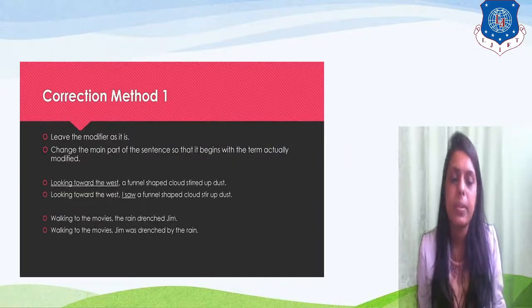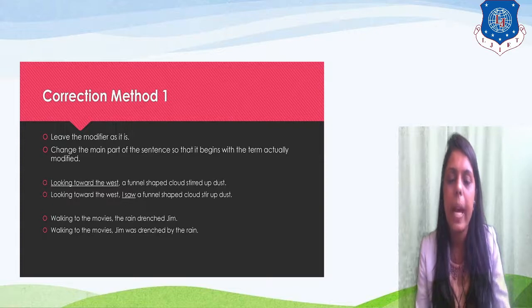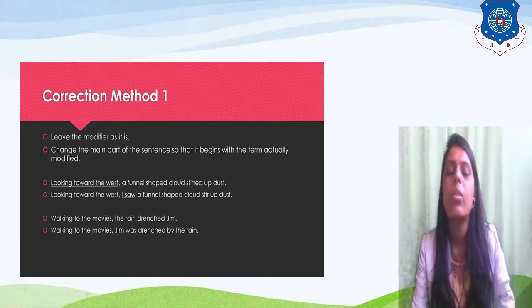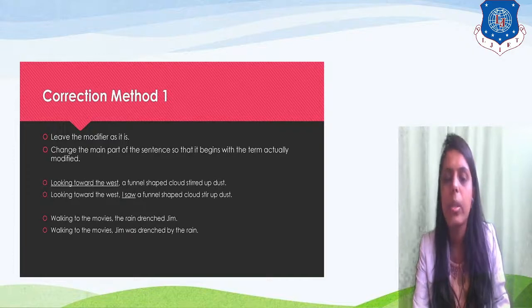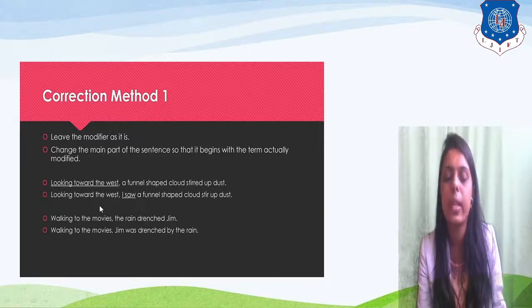Correction methods. Leave the modifier as it is, and change the main part of the sentence so that it is connected with the term actually modified. Looking towards the west, a funnel-shaped cloud stirred up dust. Looking towards the west, I saw a funnel-shaped cloud stirring up the dust. So what is happening here? Here there is an object, I. This person is looking towards the west, right? So that's how you modify it.